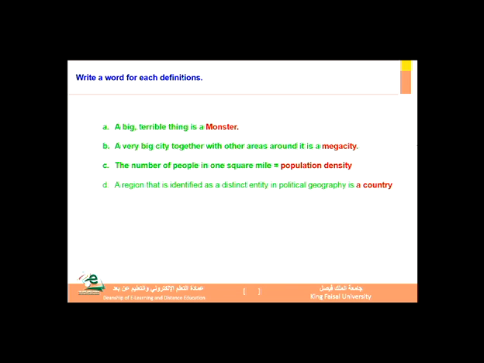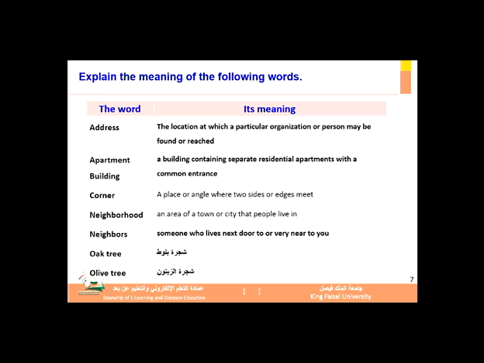Those are some definitions. A big, terrible thing is a monster. A very big city together with other areas around it is a mega city. The number of people in 1 square mile is population density. A region that is identified as a distinct entity in political geography is a country. I think we have dealt with the first part of chapter number 1 before, and this is just a revision of some of the definitions we have come across last lecture.